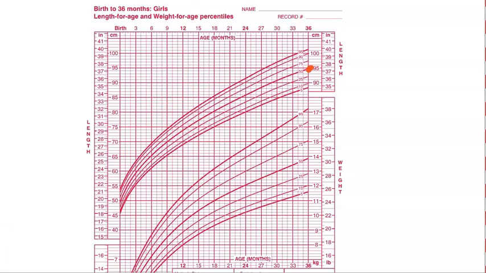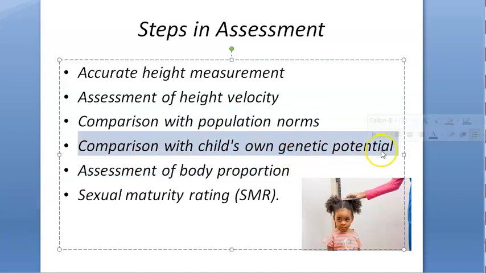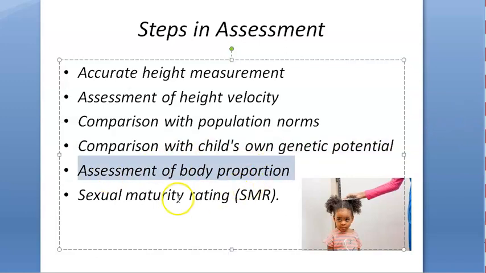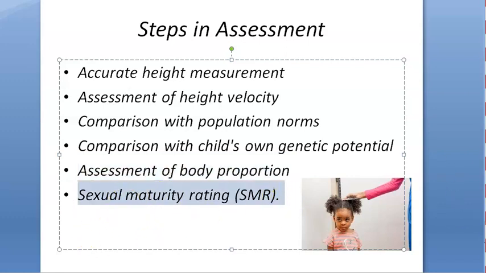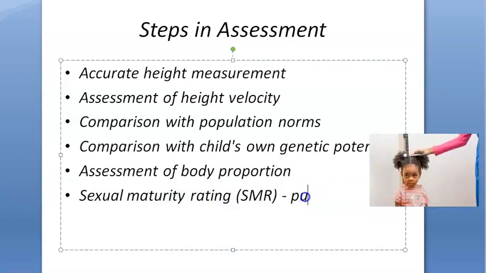If it has to make up here and currently it's here, then the velocity that you want should be somewhere like this, right? You should know it should start picking up at this rate. Basically, you should know the velocity. Assess a comparison with population norms. How will you compare with the population norms? You should have the growth chart. Comparison with the child's own genetic potential: check the parents' height, etc. Assessment of body proportion. The body should be proportionate. Sexual maturity rating. This is more like at puberty, guys.